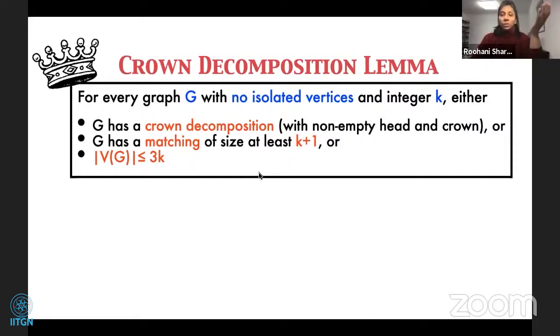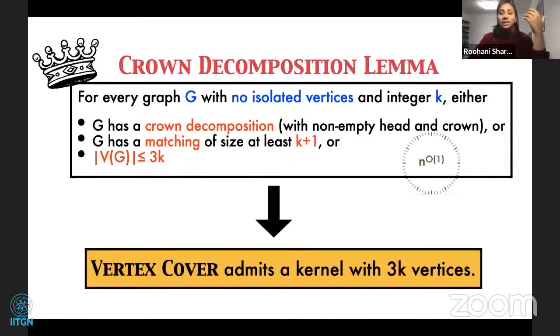So with this lemma in hand, now we have a 3k size vertex kernel for the vertex cover problem, because we apply this rule. If we get a crown decomposition, we apply the reduction rule. If we get a matching of size at least k plus 1, then for the vertex cover problem we can say no, because every vertex cover of the graph has size at least the matching size in the graph. So in this case there is no vertex cover of size at most k, and we can say no. And in the other case, we return a kernel with 3k vertices. One good thing about this lemma is that it is algorithmic, so one can find these things in polynomial time. So if we have this, we get a kernel for vertex cover.